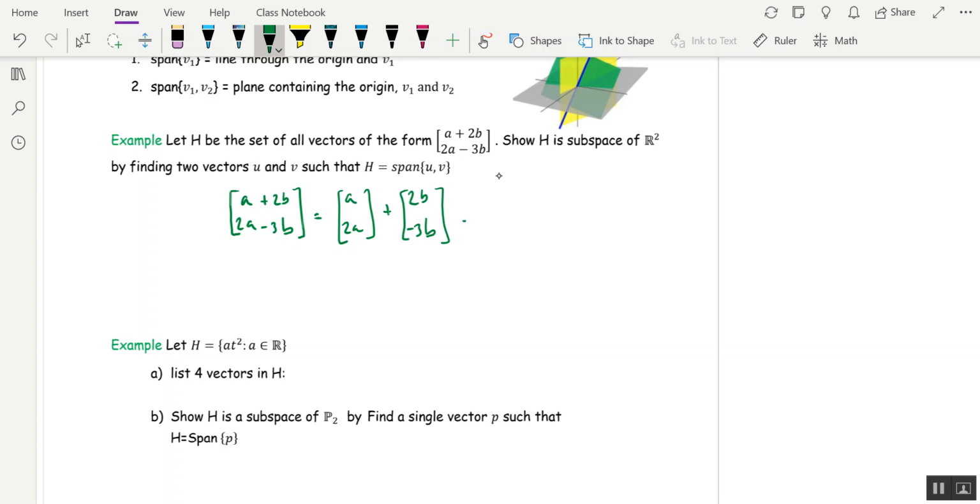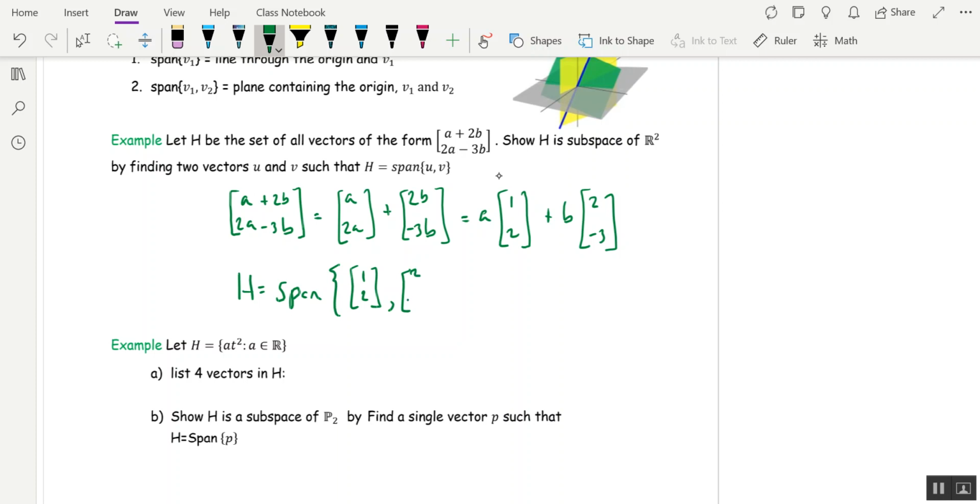Okay, now let's pull out the A. Remember, A is any real number. A times (1, 2). And let's pull out the B. This is (2, -3). Well, vectors that look like that are simply in the span of (1, 2) and (2, -3). So H is equal to the span of the two vectors (1, 2) and (2, -3).